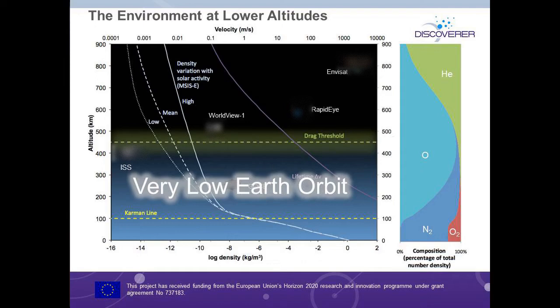And so it's this band that we're calling very low Earth orbit, where you can't build a satellite in a traditional manner and expect to have long lifetimes for Earth observation.